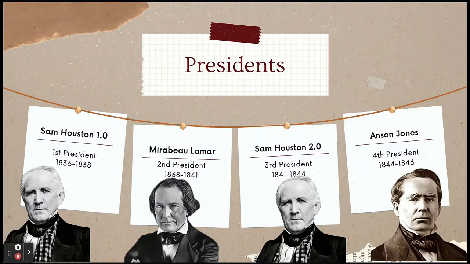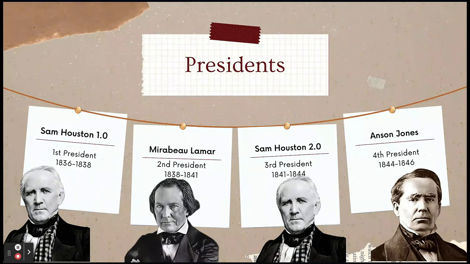The Texas Constitution, when it was written, did not allow for presidents to serve multiple terms back to back. So the second president comes in. His name is Mirabeau Lamar, and he serves from 1838 to 1841, a really difficult time for the Republic of Texas, as it's in this stage of independence, but yet really struggling. The people of Texas re-elected Sam Houston. So he is actually the third president. Again, this is who I refer to as Sam Houston 2.0. And he serves from 1841 to 1844.